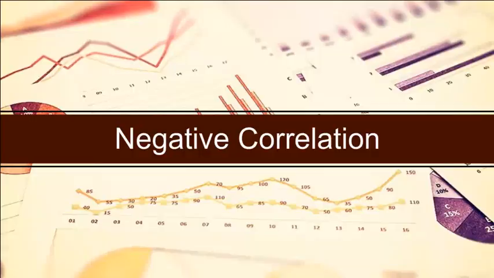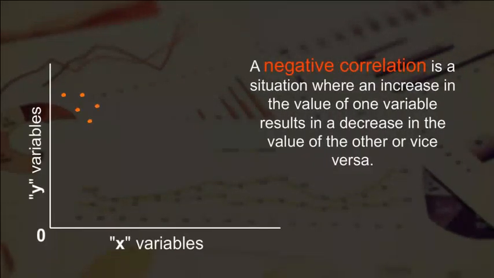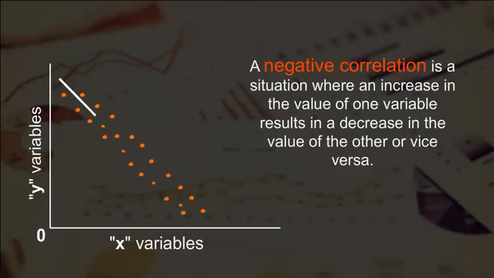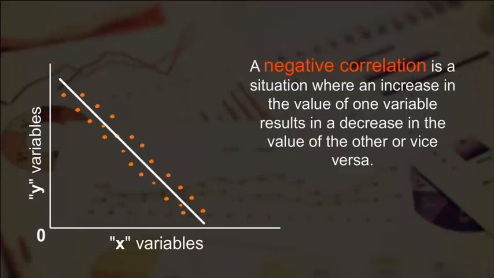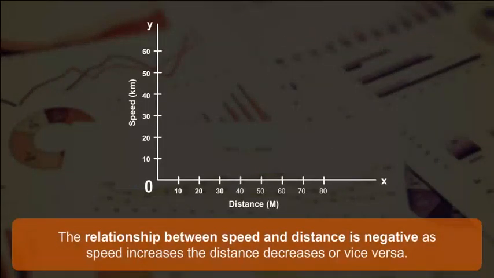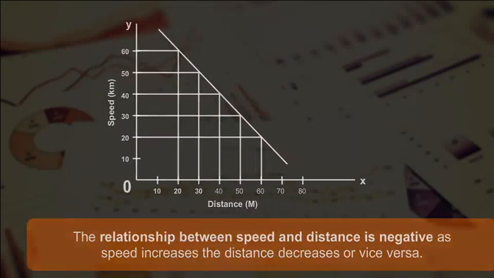Negative correlation. A negative correlation is a situation where an increase in the value of one variable results in a decrease in the value of the other, or vice versa. The relationship between speed and distance is negative. As speed increases, the distance decreases, or vice versa.